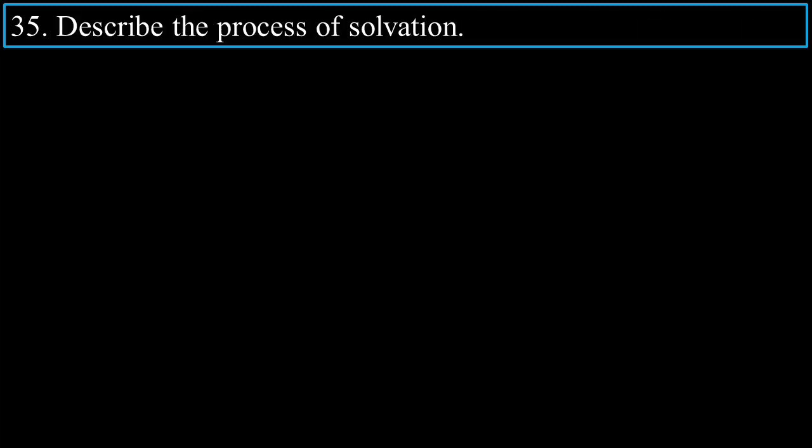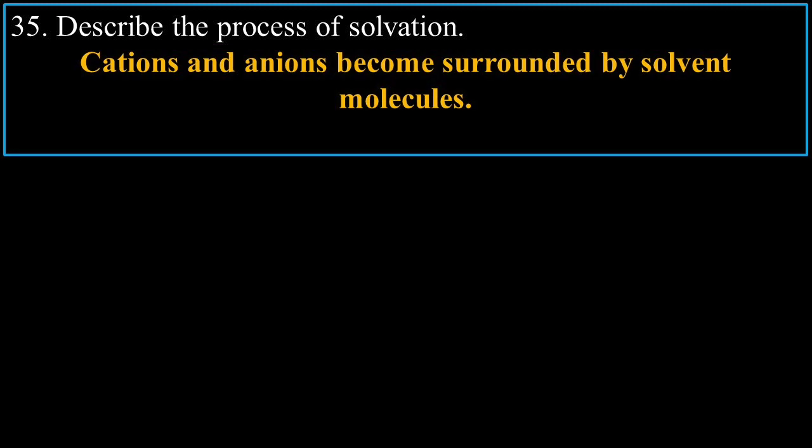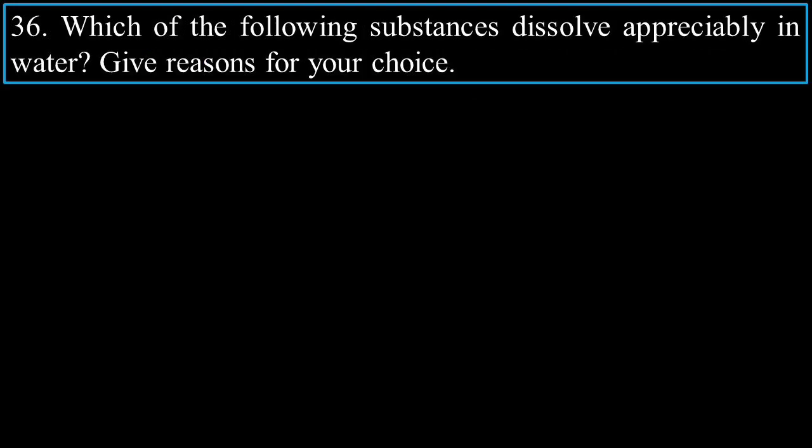Describe the process of solvation. It's the surrounding of the ions by the water molecules. Cations and anions become surrounded by solvent molecules.